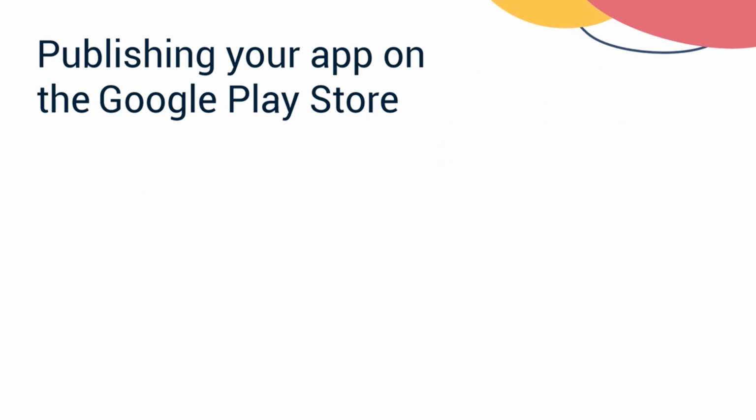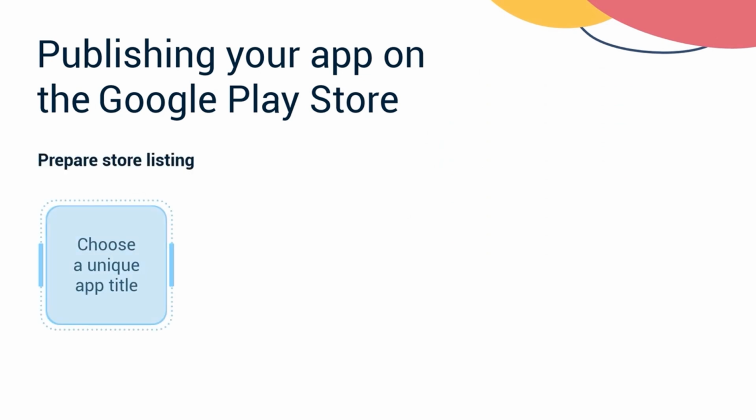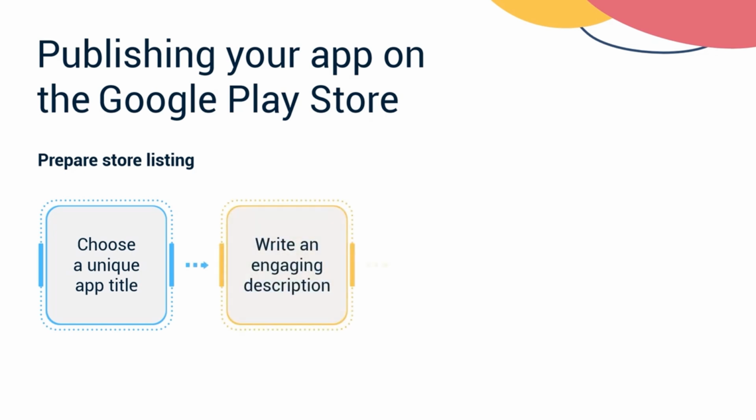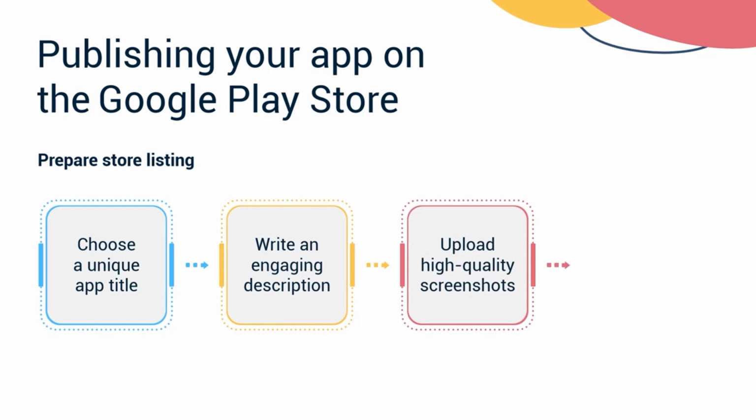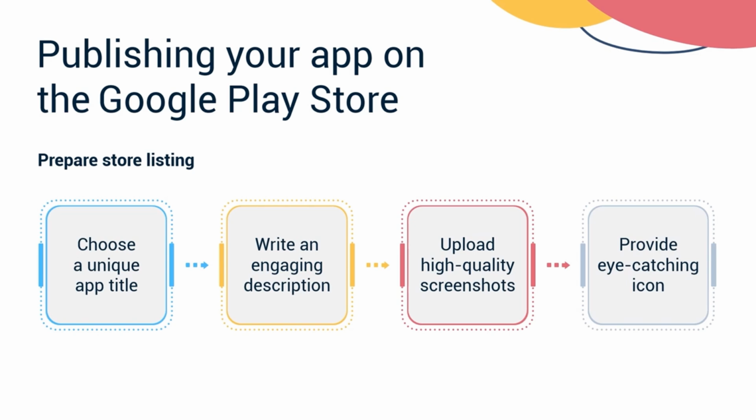In the Google Play Console, create a store listing for your app. This includes choosing a unique app title, writing a clear and engaging description, uploading high-quality screenshots showcasing your app's features, and providing an eye-catching app icon representing your brand.